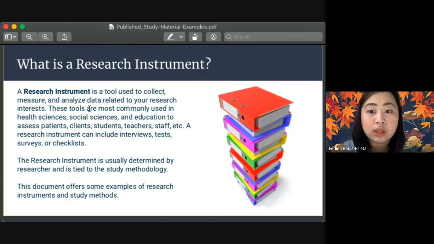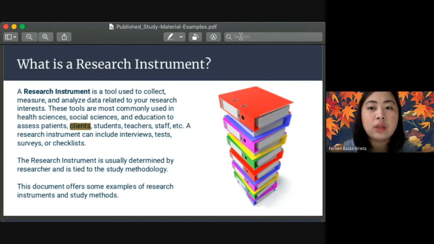And these tools are commonly used in different disciplines, such as in health science and social sciences. So pharmacy, we can belong under health science, and we can also belong in social science because we have researches such as pharmacy practice research. Also, we can have it for the education discipline. This research instrument is used to assess our patients, our clients, our students, or the teachers, or the staff.